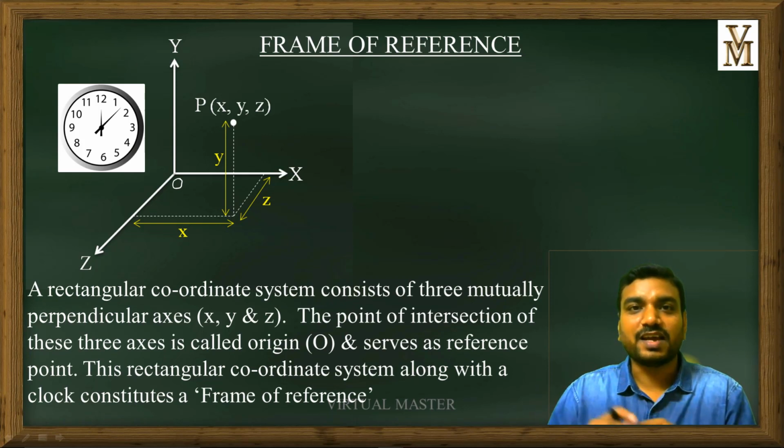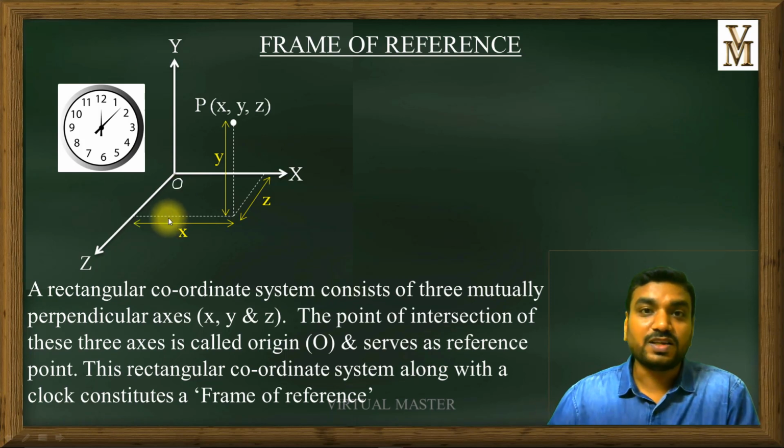Now, what is this rectangular coordinate system? As shown in this diagram, a rectangular coordinate system consists of three mutually perpendicular axes, that is x-axis, y-axis and z-axis. These three axes will be intersecting at a point O. This point O is called the origin and it serves as the reference point.